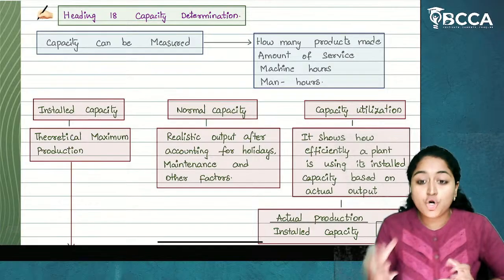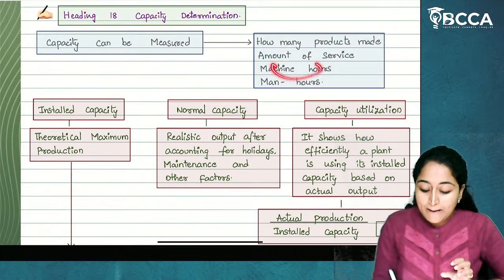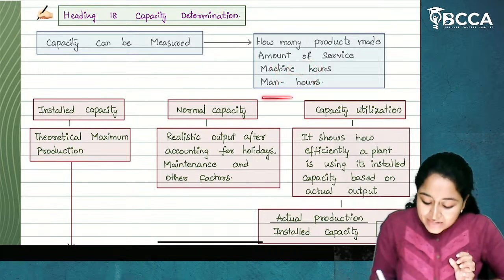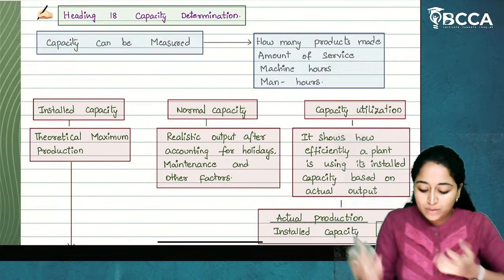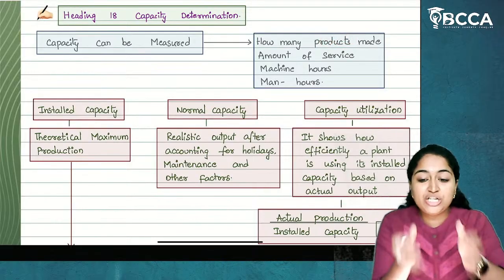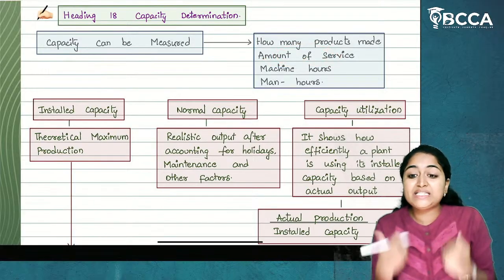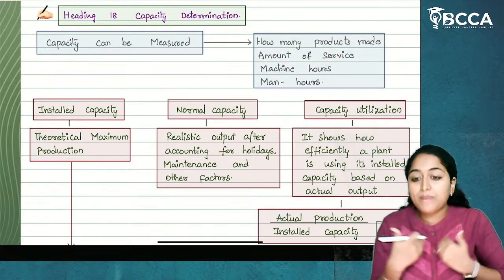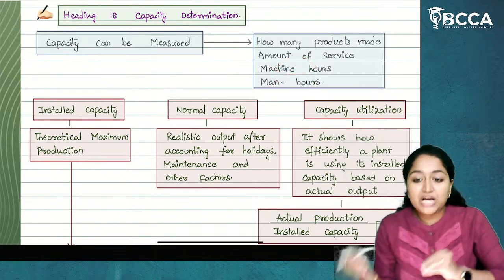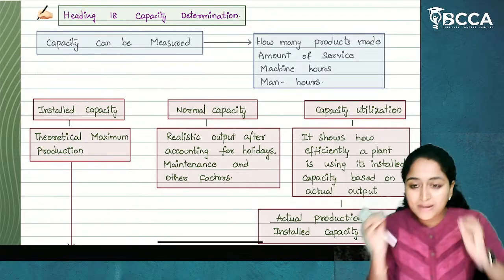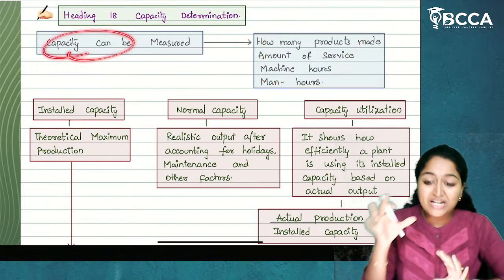Capacity can be measured on the basis of how many products are made, amount of service which is provided, machine hours and man hours. By considering all these elements, we can know what the capacity is. How we'll be able to measure how many products a machine is producing, based on that also capacity can be measured. Amount of service, how much service time I am providing, that will determine my capacity. Machine hours, how many hours the machine is producing, and man hours, how much human labor is working on that particular product or service. Based on all this consideration, we will be able to determine our capacity.